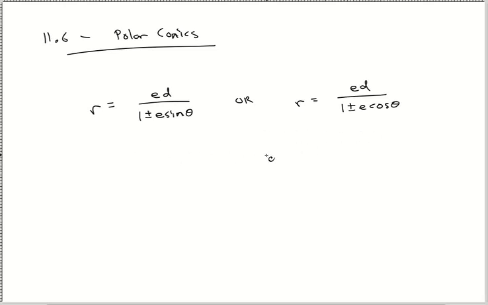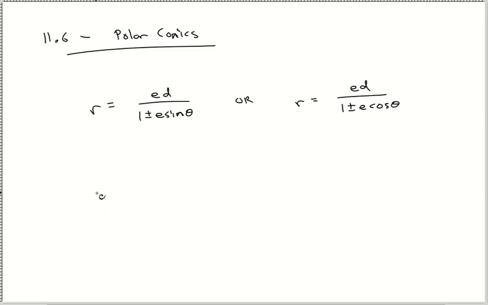I just wrote these two formulas for you. We have r is equal to ed divided by 1 plus or minus e times sine theta, and then r is equal to ed divided by 1 plus or minus e times cosine theta. That's e times sine or e times cosine. It's not like e sine or e cosine. They're actually multiplied. It's either one because it depends on directrix distances and all kinds of stuff like that, so if you're going to be along the x-axis or y-axis or whatever.